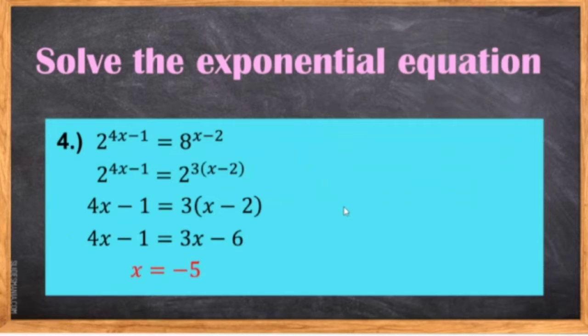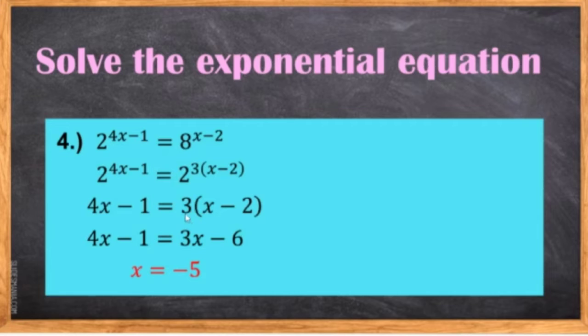Fourth example, 2 raised to 4x minus 1 is equal to 8 raised to x minus 2. 2 raised to 4x minus 1 is equal to 2 raised to 3 quantity of x minus 2. Bring down 4x minus 1 is equal to 3 quantity of x minus 2. Since the base is 2, and to make the equation the same and balanced, we need to think of a number that makes it balanced. Since the cube root of 8 is 2, we therefore conclude that it is the base.